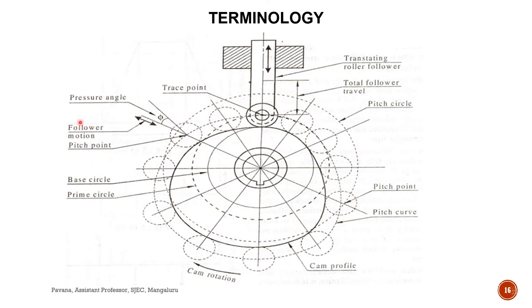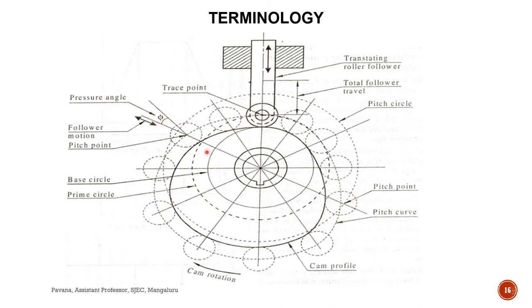Next one, the pressure angle. You can see here the pressure angle, which is indicated with the angle phi. It is a measure of the steepness of the cam profile. It is the angle between the direction of the follower movement and the normal to the pitch curve at any point of the cam profile. Pressure angle varies from maximum to minimum during the complete rotation.